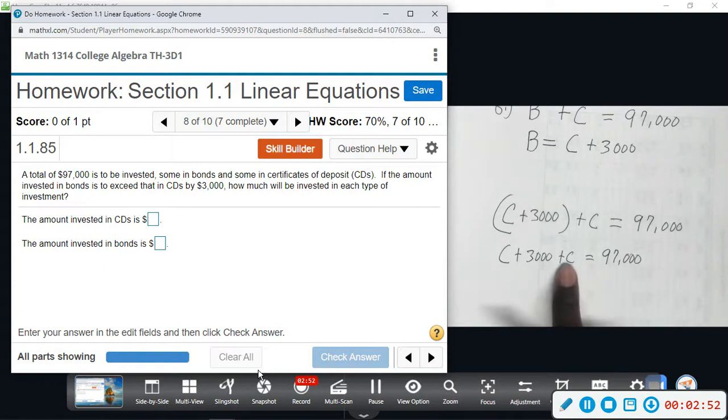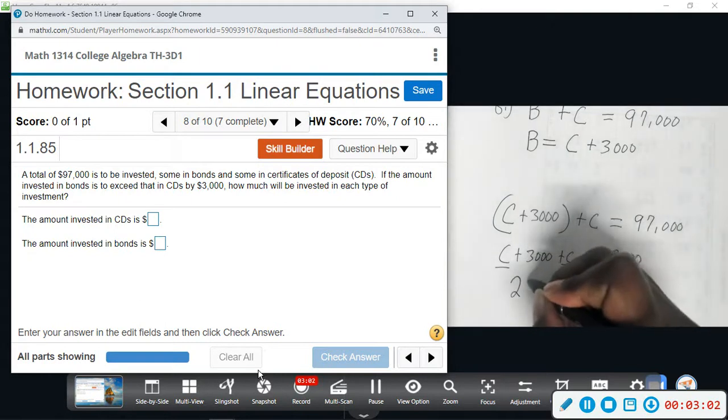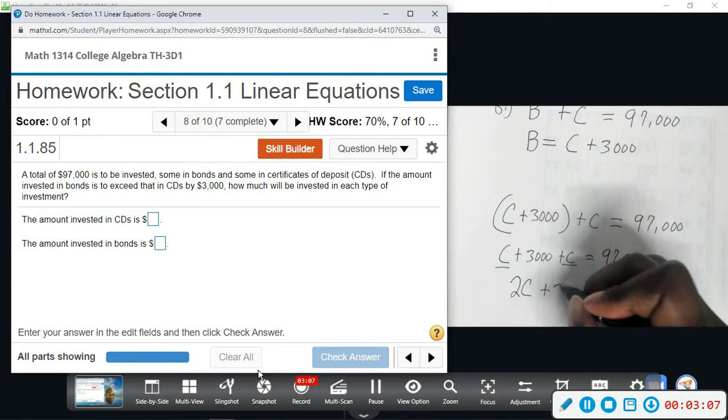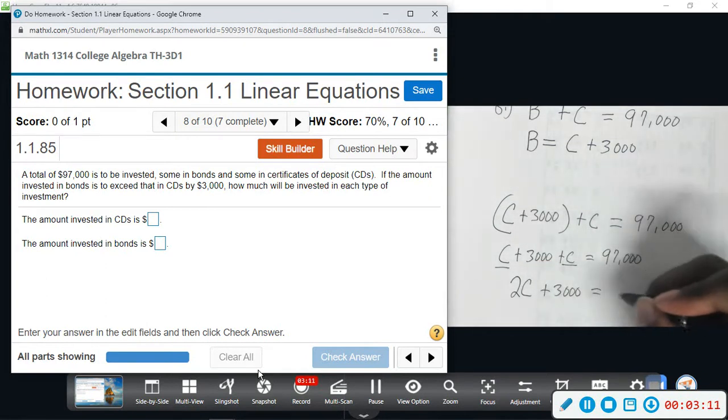And then we're going to combine like terms. So we have a C here and a C here. There's two of them. So when we add those, 1C plus 1C gives us 2C. So we have 2C, 2 times the CDs, plus the 3,000, bring that down, is equal to 97,000.